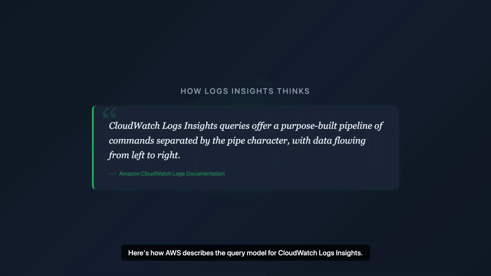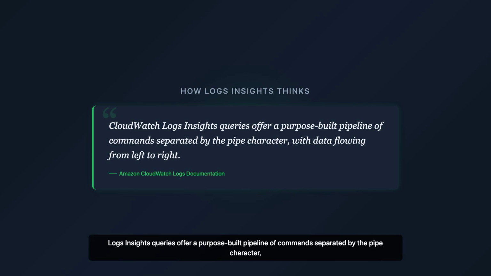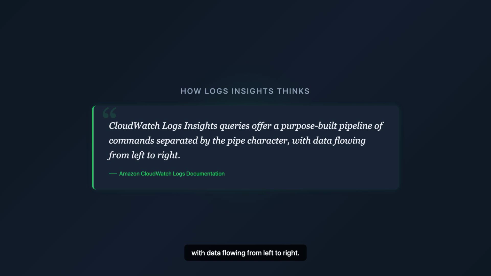Here's how Amazon Web Services describes the query model for CloudWatch Logs Insights. Logs Insights queries offer a purpose-built pipeline of commands separated by the pipe character, with data flowing from left to right. That left-to-right pipeline is the entire mental model. Each pipe is a stage that hands its output to the next stage. Once you internalize that, the syntax stops looking weird and starts looking like a Unix shell.